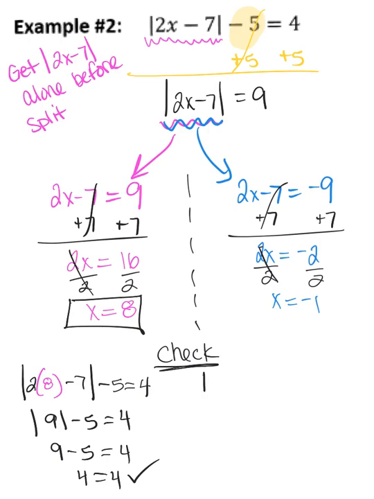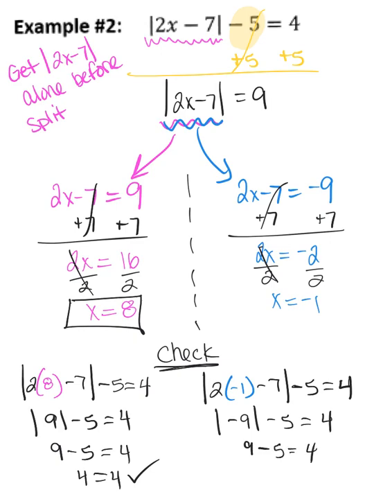Let's do this one more time. So the bars, I need 2 times my other x value. That's a negative 1. Minus 7, close the bars, minus 5 equals 4. Okay, inside those bars, I'm going to have a negative 2 minus 7, so I'm going to have negative 9 minus 5, and the bars will take that negative 9 and turn it to positive 9. So 9 minus 5 is 4.